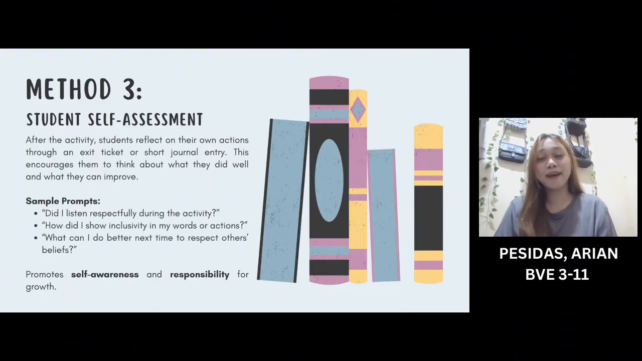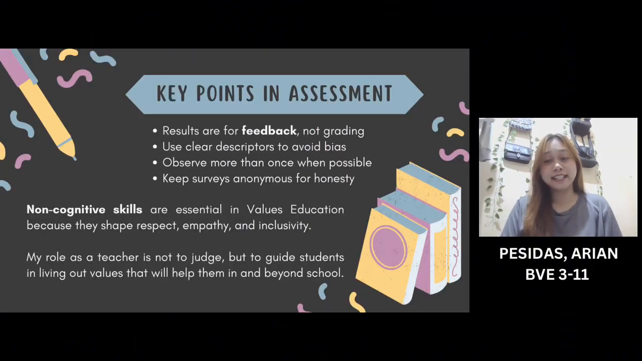The third method is student self-assessment. So after the lesson, I will ask students to reflect on their own actions using an exit ticket or a short journal. Some prompts can be, did I listen respectfully during the activity? Or, how did I show inclusivity in my words or actions? This method helps the student become more self-aware and responsible for their own growth. Reflection is powerful because it makes students look back not only at what they said, but also at how they treated others.